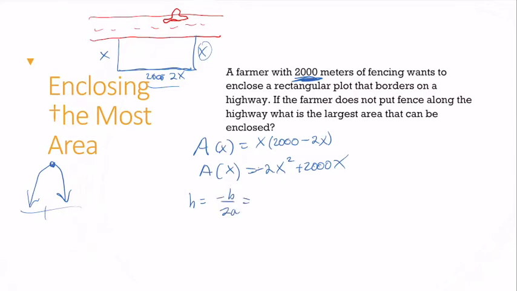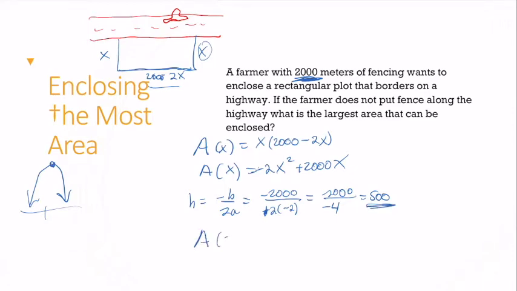That equals negative 2,000 over 2 times negative 2. That gives me negative 2,000 divided by negative 4. So I get a positive 500. In order to determine my maximum area, I then plug this into my function.